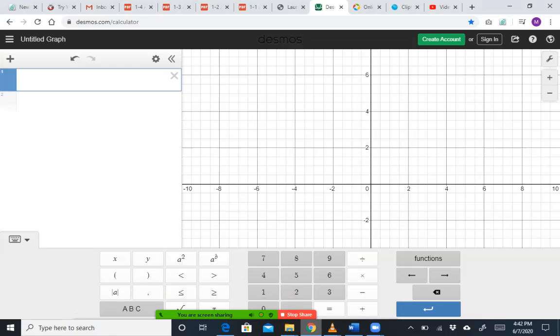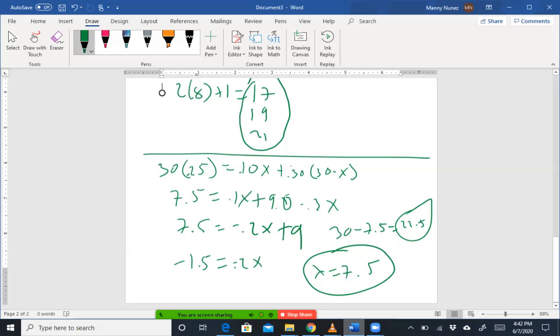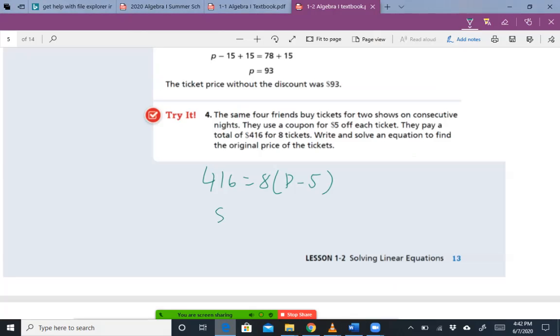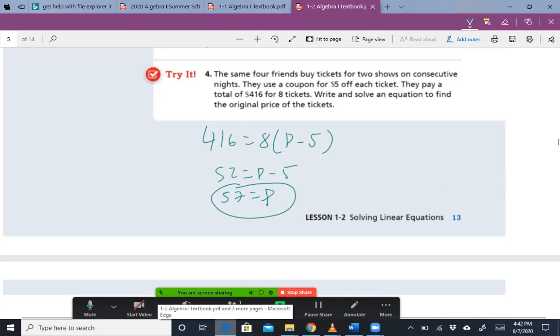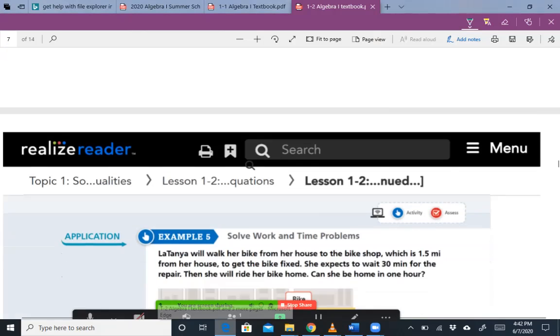So 416 divided by 8 is 52. So therefore, it's 52, okay? Equals P minus 5. The original price was $57. Voila, that's it. Okay, so the answer was 57. Okay, here we go. Moving on.